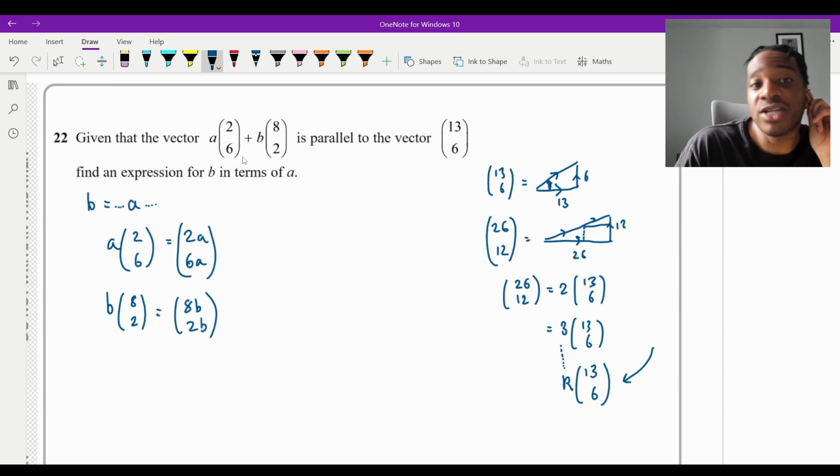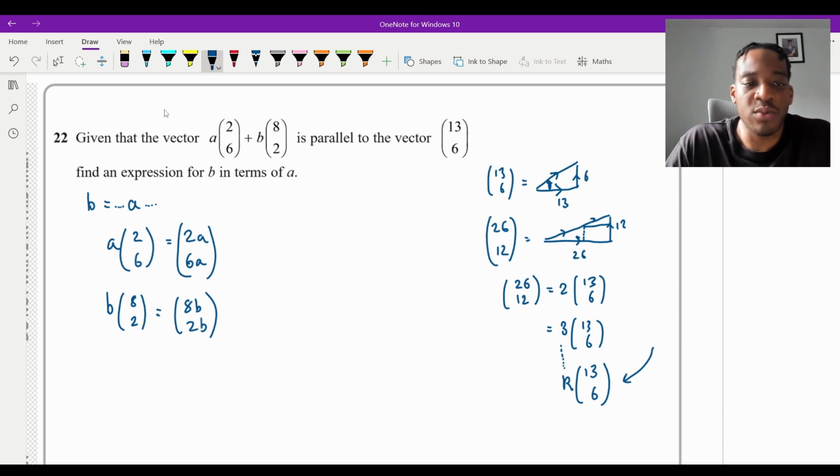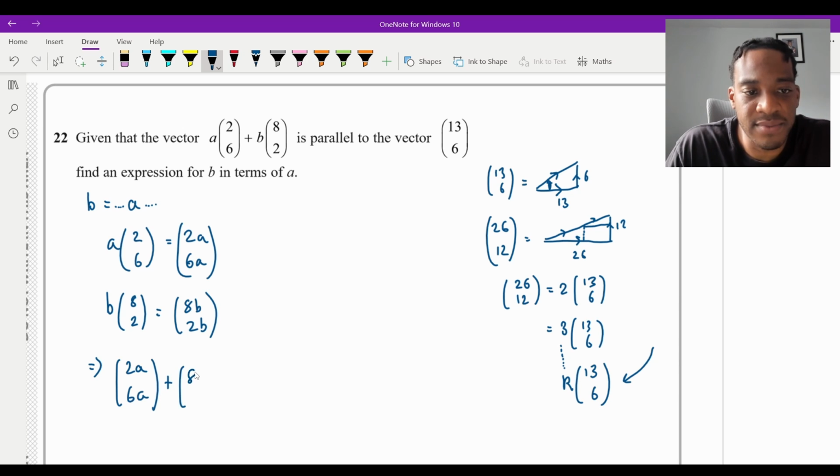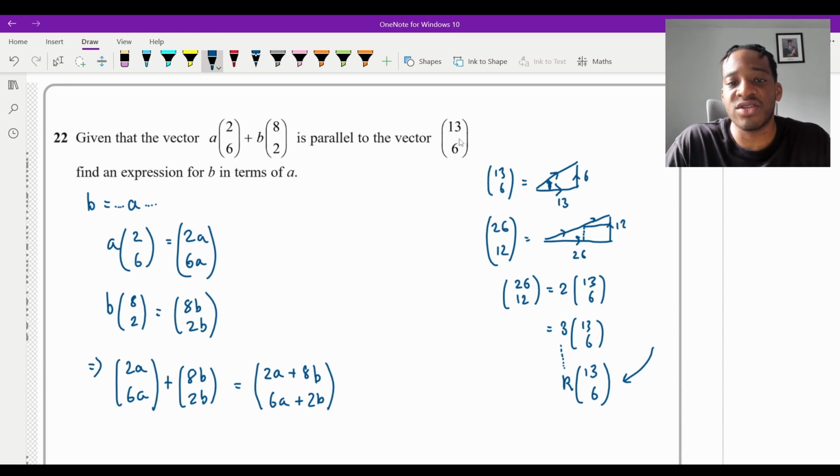Now, remember, this is a vector. Even if there are two of them, they're being summed together. We can actually add these, can't we? So this here is just going to become 2a, 6a, plus 8b, and then 2b. And altogether, let's make this a bit neater, it's going to equal one big column vector, which is 2a plus 8b on the top, and 6a plus 2b on the bottom. And this is our vector, which is parallel to this vector 13, 6.